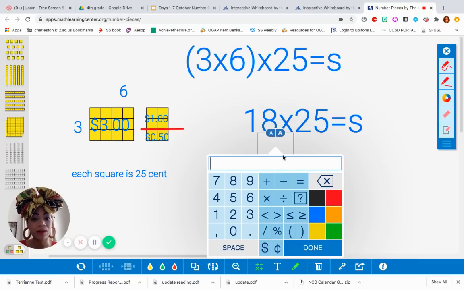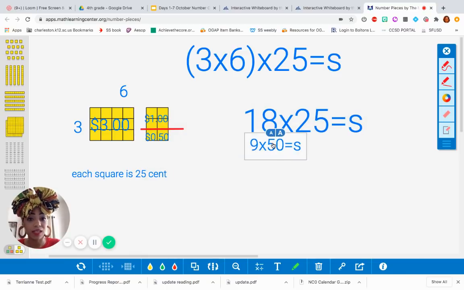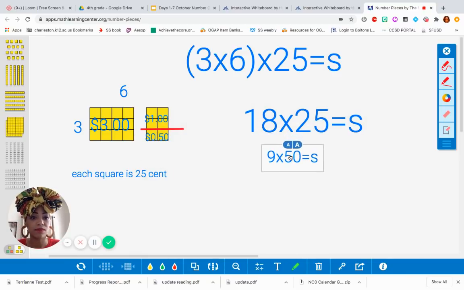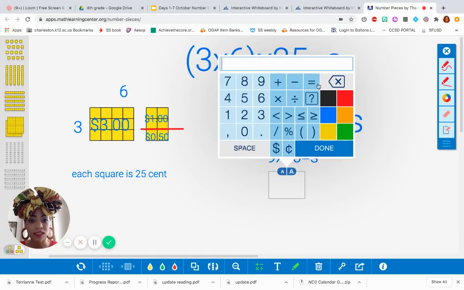Right, maybe I would double 25, which means I'd have to halve 18. So I would get 9 times 50 equals S. Is 9 times 50 an easier problem? Sure it is. We could do 9 times 5 times 10. We know 9 times 5, or we can figure it out really easily counting by 5s, and then times 10. Yeah? Could we double and halve again? We could, which would give us, we double 50, and we'd have 9.